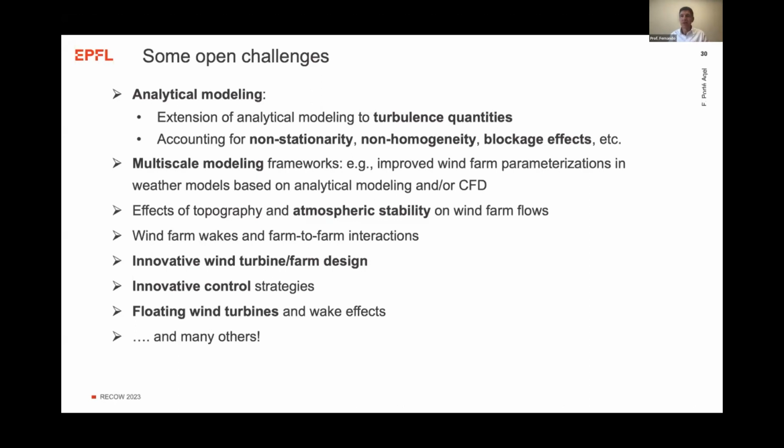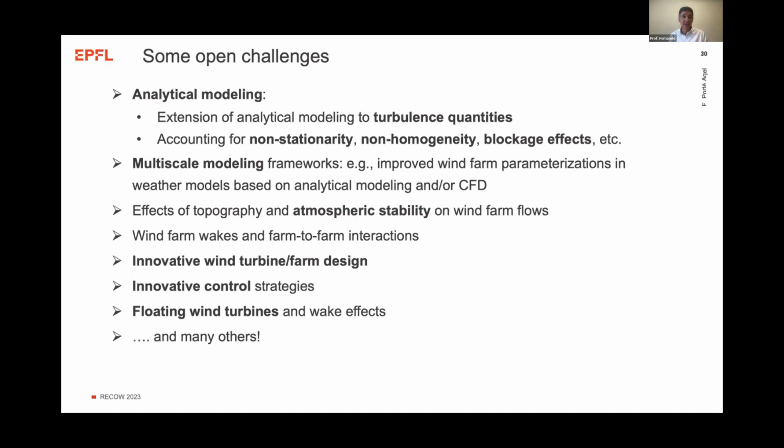I also think it's important to have more research on numerical frameworks that cover the full spectrum of the scales I showed you earlier in the presentation, from large atmospheric scales, let's say mesoscales, to turbine blade scale. The coupling of these models is very important, both with CFD, but also with analytical models, again, for having something relatively fast. The topography, atmospheric stability, wind farm interactions I already discussed, but there's a lot of room there.